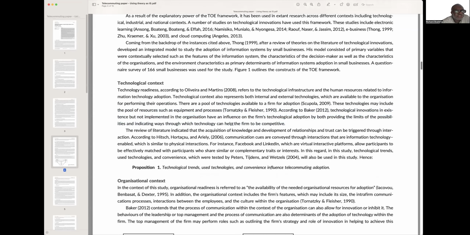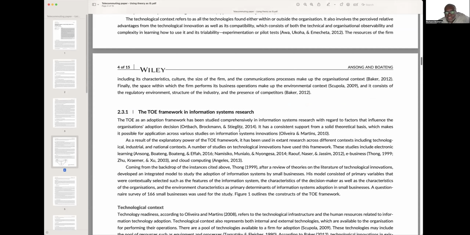The TOE as an adoption framework has been studied comprehensively in information systems research with regard to factors that influence organizational adoption decisions. It has consistent support from a solid theoretical basis, which makes it possible for application in various studies of information systems innovations. As a result of the explanatory power of TOE, it has been used in extant research across different contexts, including technological, industrial, and national contexts. A number of studies on technological innovation have used this framework, including e-learning, e-business, and cloud computing.